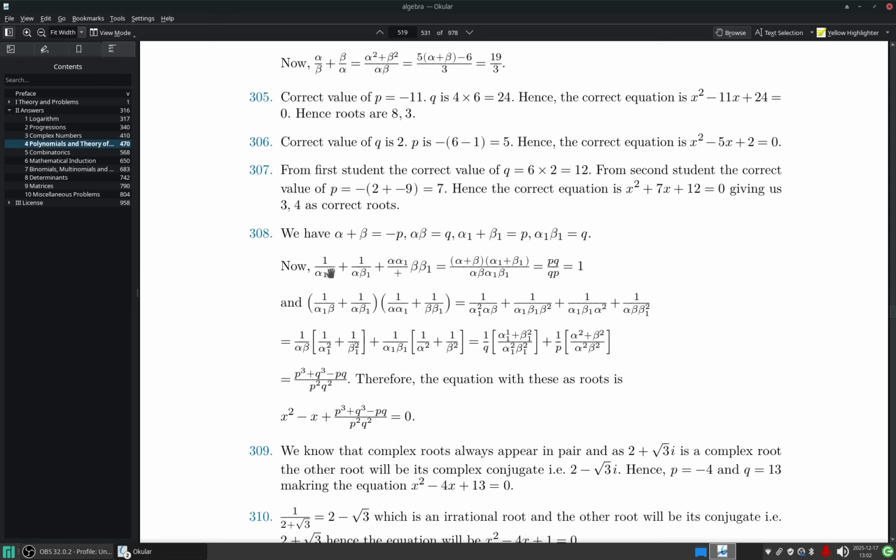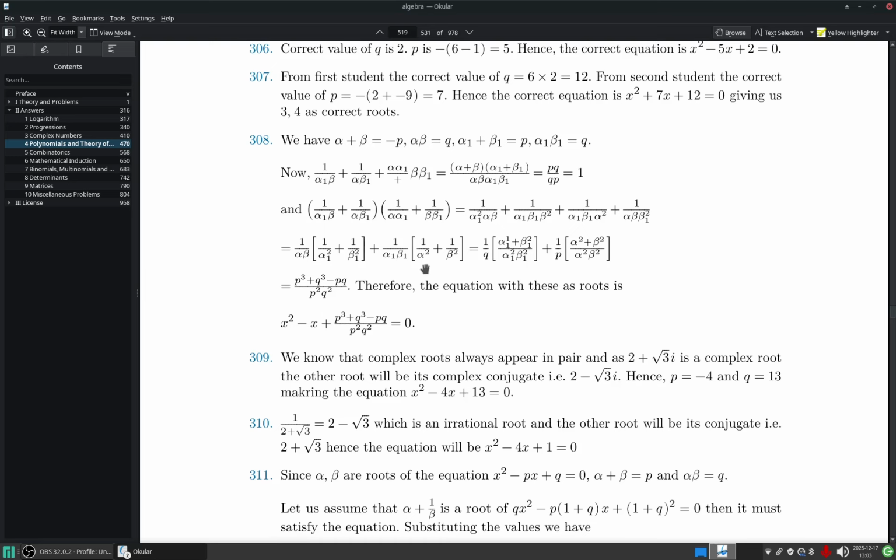So 1 by alpha 1 plus 1 by alpha beta 1 plus 1 by alpha alpha 1 plus 1 by beta beta 1. There is a massive typing mistake here. This is equal to, now you take LCM, you get alpha plus beta on top into alpha 1 plus beta 1 divided by alpha 1 beta 1, that is PQ by QP, which is 1. Now if we try to find the product of roots, you can see how it is simplified, and you follow this, the answer would be p cube plus q cube minus p cube by p square q square, that is the product of roots. So the equation is x square minus x plus p cube plus q cube minus p cube by p square q square is equal to 0.